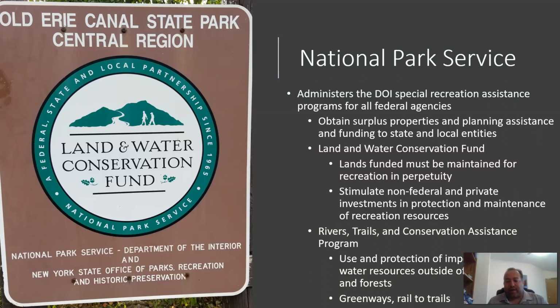And then the Rivers, Trails, and Conservation Assistance Program, their focus is the use and protection of important land and water resources outside of national parks and forests. So greenway areas, railed trail areas, basically the lands that connect to the national parks and national forests, knowing that it's all one ecosystem, knowing that everything connects to each other. They're trying to find those lands that are outside of the park and still make sure that they're being maintained the proper way so that that doesn't negatively influence what happens inside of the park or the forest.